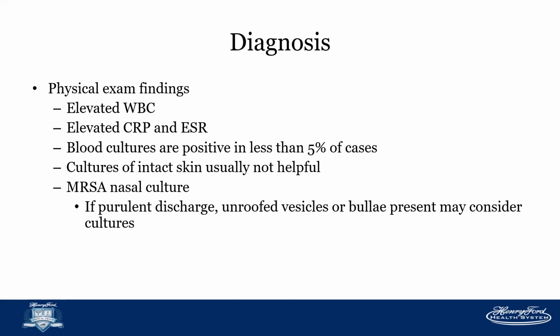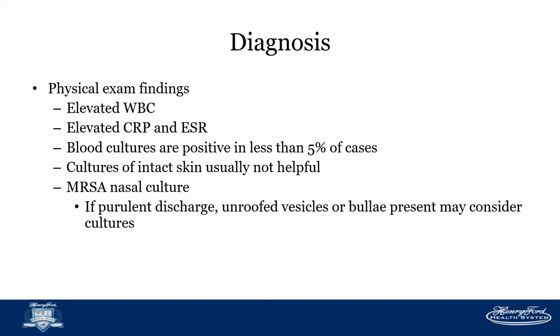And cultures of intact skin, so like a chronic ulcer, are usually not helpful as well, because all you're going to do is pick up skin contaminants, and it's hard to distinguish whether this is just a skin contaminant or the actual bacteria that's causing an infection. Also, when evaluating these patients, if the patient doesn't have any cultures in the system, like a previous blood culture or a previous history of MRSA, and you're trying to decide if you need to start MRSA coverage like vancomycin, we would often get a MRSA nasal culture, because if they're not colonized with MRSA and they don't have any purulent discharge, then it's less likely that we need to target our antibiotic therapy for MRSA.